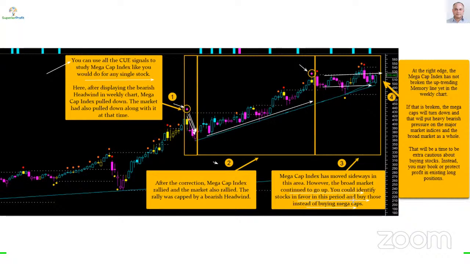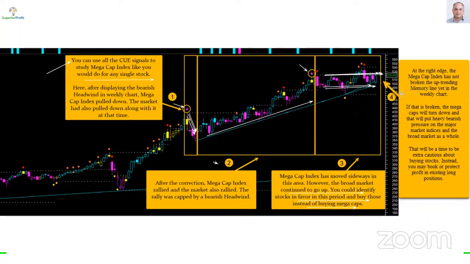And which stocks would be in favor? We could know that from other breadth studies like the breadth layout of Russell 2000, breadth layout of Dow Jones Industrials, looking at small cap versus large cap, value versus growth. From all those studies, we could see that, well, mega caps are moving sideways. Which stocks are least risky? Highest probability trades will come from where? We could know that. In this period, we avoid buying mega caps.